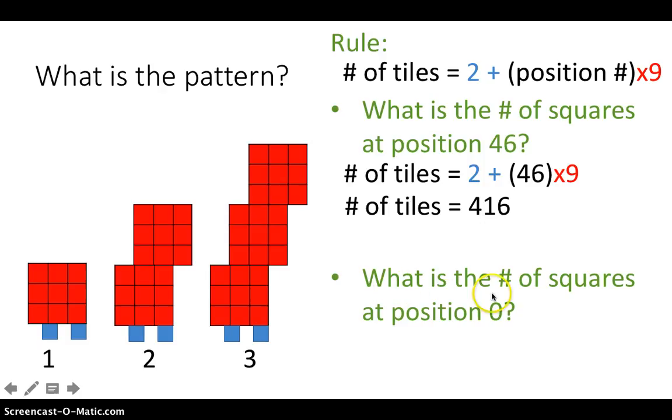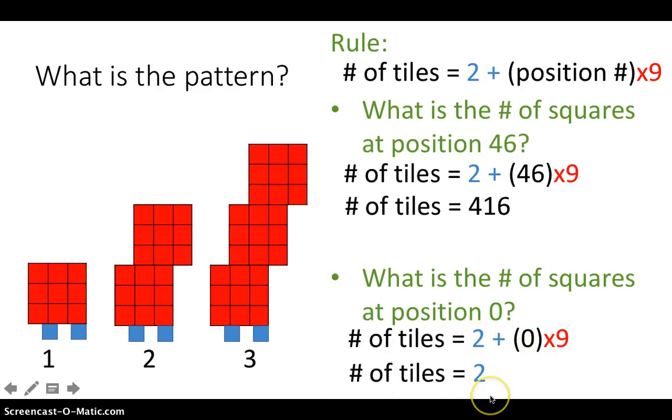In the next one it says what is the number of squares at position 0? So again, I look for my pattern rule, but the position number is 0, so I put that where the position number goes. And we know that 0 times 9 is just 0, so then we add 2, and we get that the total number of tiles is just 2. So you'll notice that position 0 always is just the part of the rule that stays the same every time. Okay, it's always that little constant at the beginning or end of the rule.